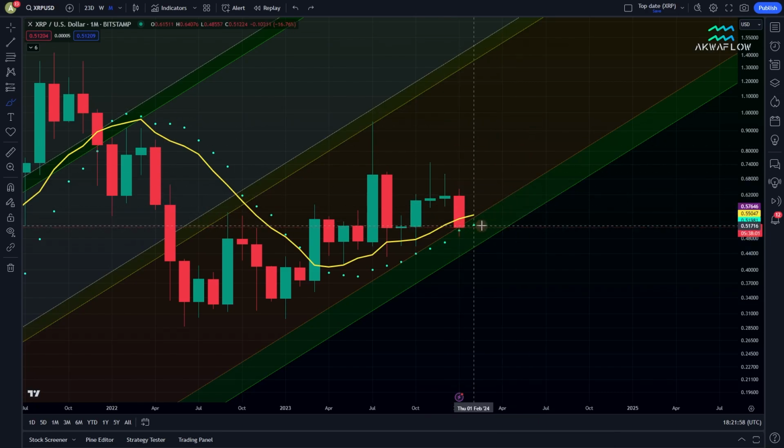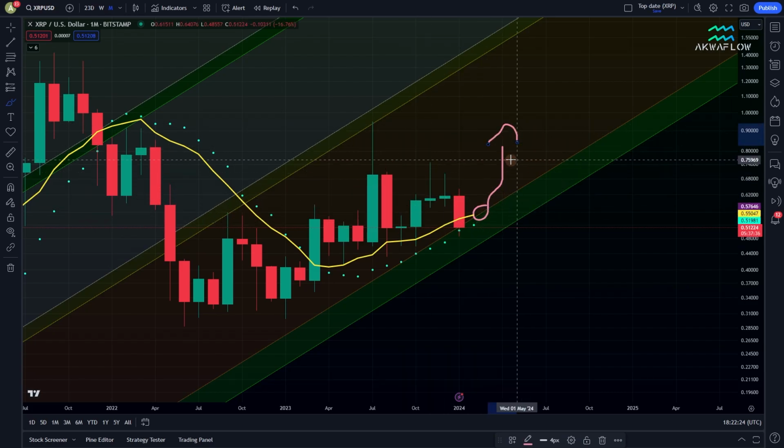So I hope it's clear. First, we have the blue dots, and the blue dots are still in the green area. We don't want the blue dots to go below it to stay bullish. And we have the yellow line that is about to cross into the green zone, and this should trigger a moonshot, or at least a bounce to the upside. But there is another reason why I think that XRP is about to have a huge move, but I will explain it in the moonshot chart.